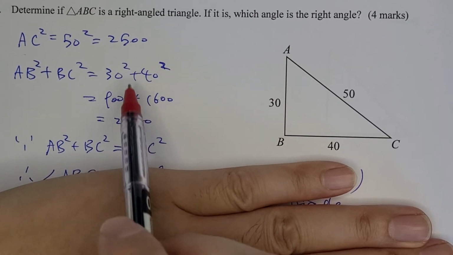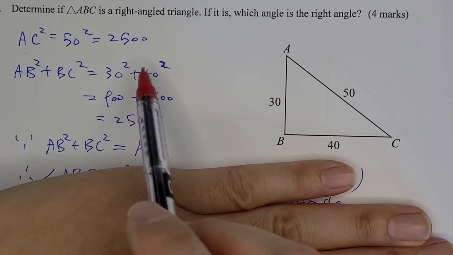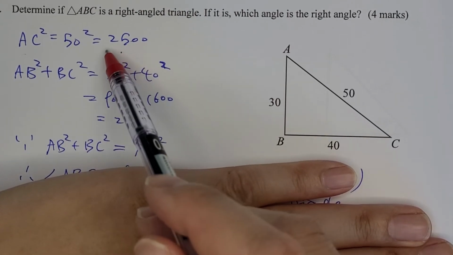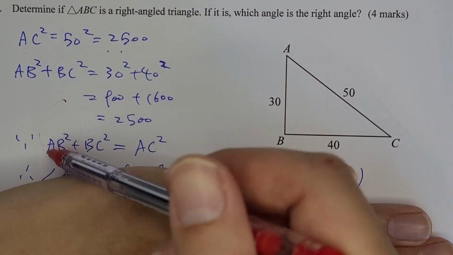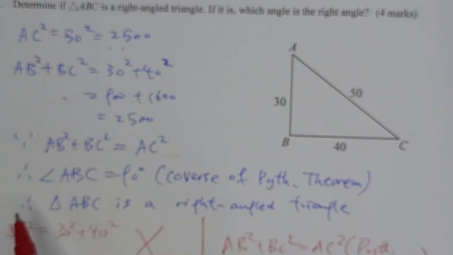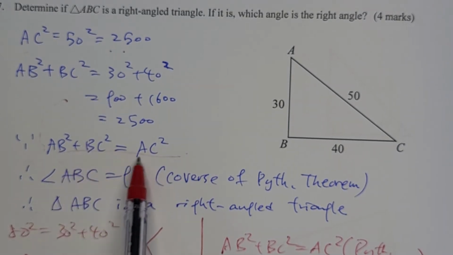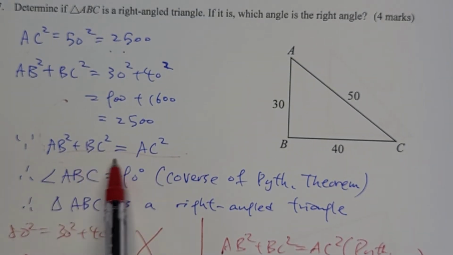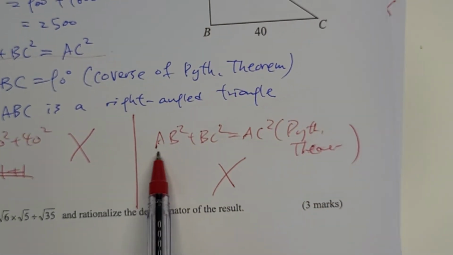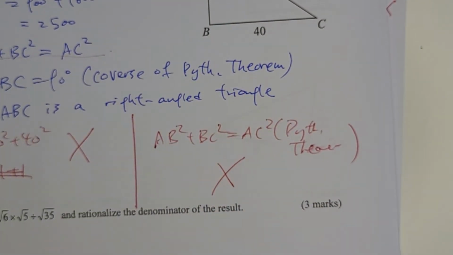you still don't know whether it is a right angle triangle or not. But you luckily find that the number satisfies this equation. Okay? So you cannot just say, okay, this comes from Pythagoras theorem. This is not come from Pythagoras theorem. So when you write in this way, must be 0 mark. So that's the end of question number 7.